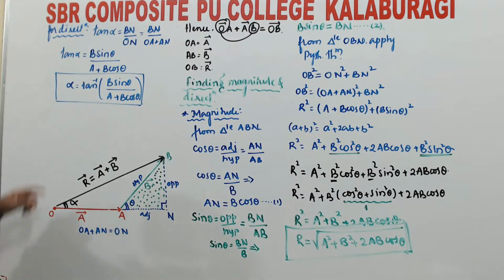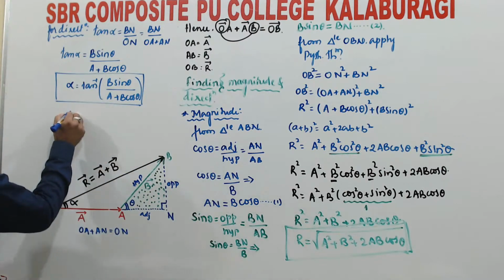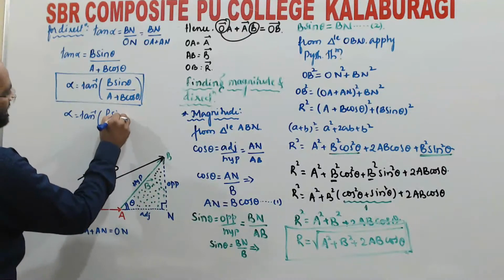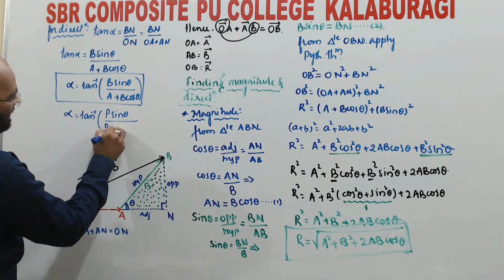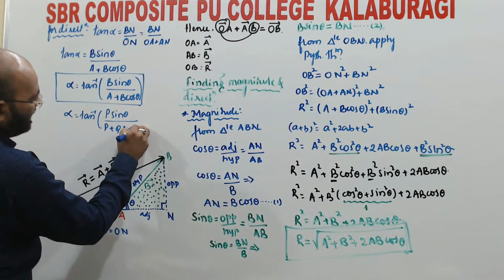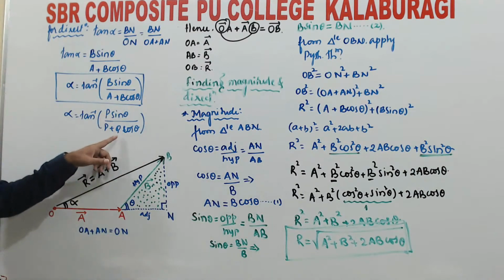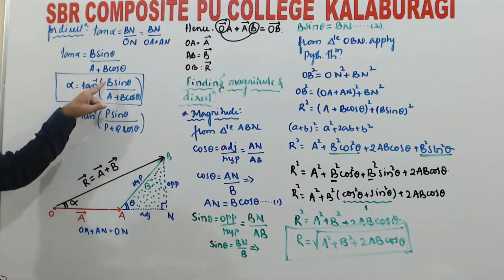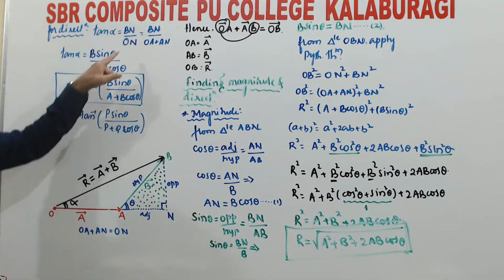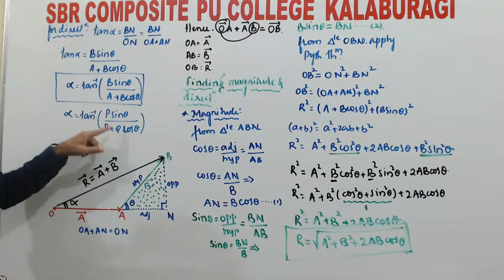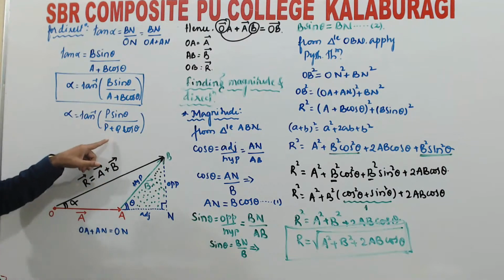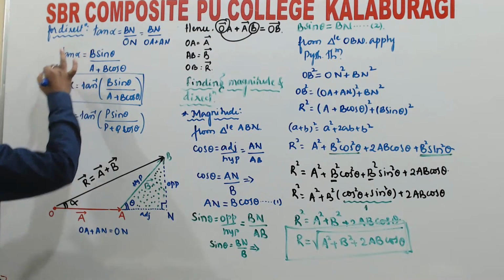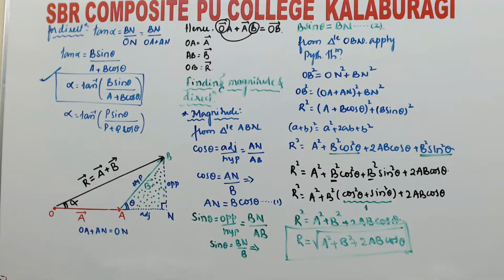In a few textbooks, this can be written in another way: alpha equals tan inverse of P sin theta divided by P plus Q cos theta. They may use the notation P and Q for the two vectors. In the case of A and B, the upper relation is satisfied. In the case of P and Q notation, this relation is satisfied. So this is what we call the corresponding direction associated with the two vectors.